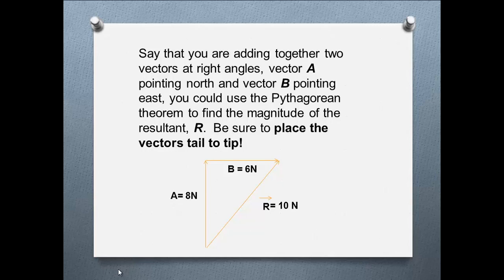For a vector north A of 8 newtons, adding to a vector to the east B of 6 newtons, we use the Pythagorean theorem to get the resultant of 10 newtons, as A, 8 squared, plus B, 6 squared, comes out to be 100, and the square root of 100 is the vector resultant magnitude of 10. Now we're also going to have to take care of the angle of the vector.